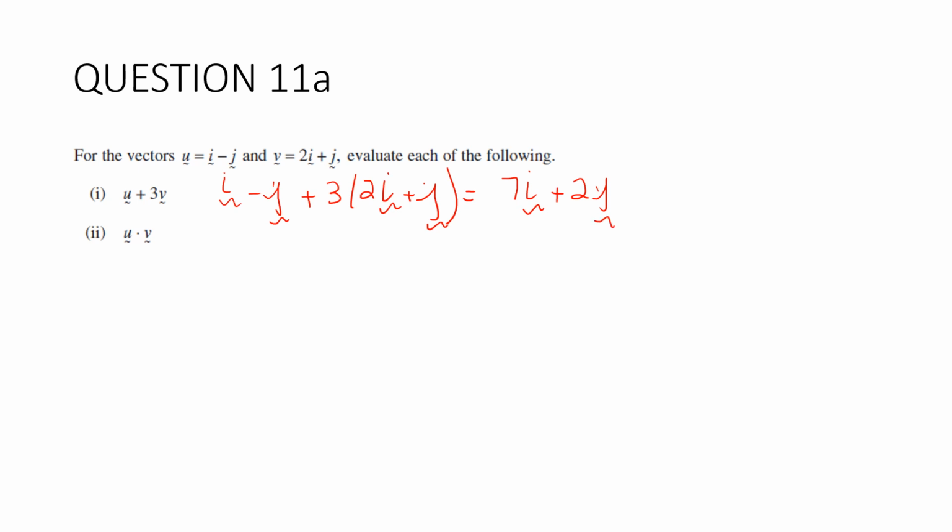And then part 2, we want the dot product. Remember, we're going to multiply the coefficients of the like components together. So we're going to have 1 times 2 plus negative 1 times 1, which is 2, take away 1, which is 1.